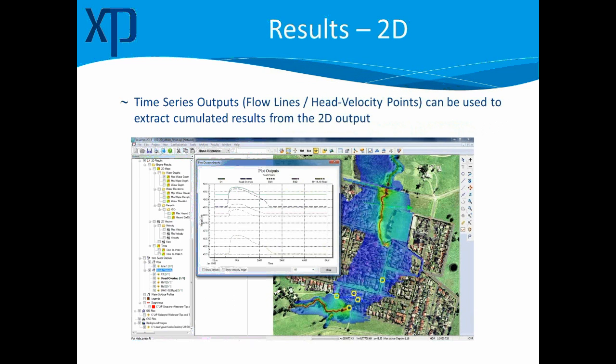Time series outputs are another important tool for users inside our graphical interface to extract data from the 2D, which is otherwise generally defined at a cell level. So time series outputs accumulate results depending on which parameter is applied, and they include flow lines or head velocity points. In this particular example, I've shown a plot of the head velocity points, these yellow points inside the software, and we can see we're getting a change in water elevation moving through as the water moves down the terrain in this particular model.